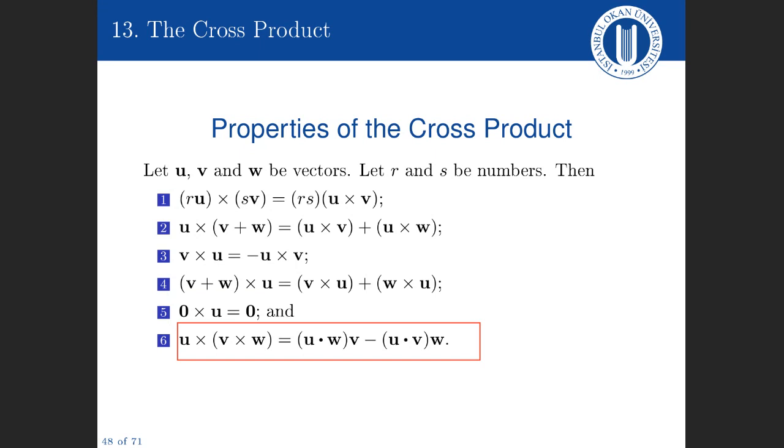u cross v cross w is an unusual one. This is the same as u dot w multiplied by v minus u dot v multiplied by w. u dot w is a number, and u dot v is a number. So what we have is number v minus number w, which is okay. We can multiply a vector by a number, but we can't multiply a vector by a vector.